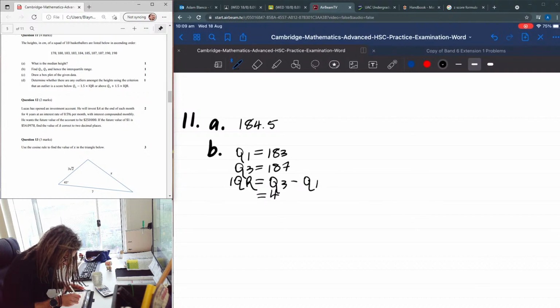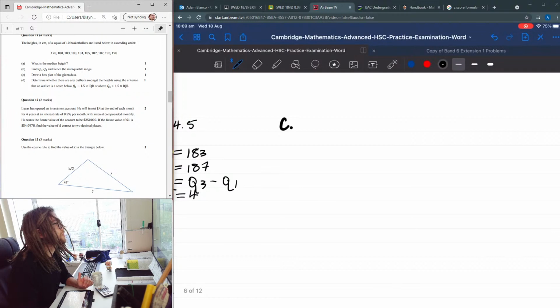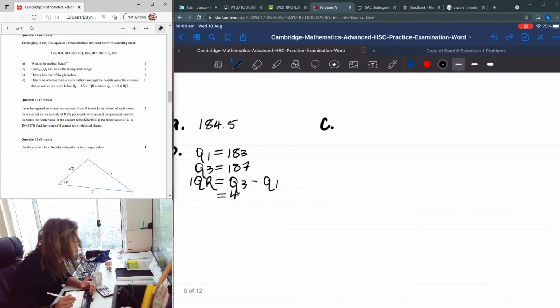C. What does it say? Draw a box plot of the given data. Cool. Well, this doesn't need to be to scale, so just draw like a. Jesus, that was terrible. That was also terrible. What am I trying to do? I want. What's the minimum? Minimum is 178, so let's put 178 on there. The maximum is 198. 198.